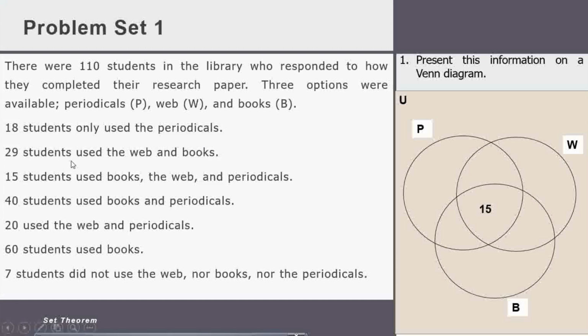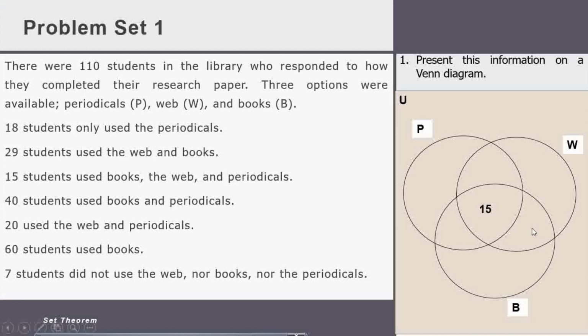So 29 students used the web and books. So we need to get this 29 and put it where there is web and books. But take note that within this 29 we are talking about here, we already have 15 who actually use web and books and also use periodicals. So we are not going to get the 29 and put it here where there's web and books, because if we put this 29 here, then we will be double counting. We'll also be counting the 15 whom we've already counted. So we are going to remove 15 from 29. The remaining number is what we are going to put here.